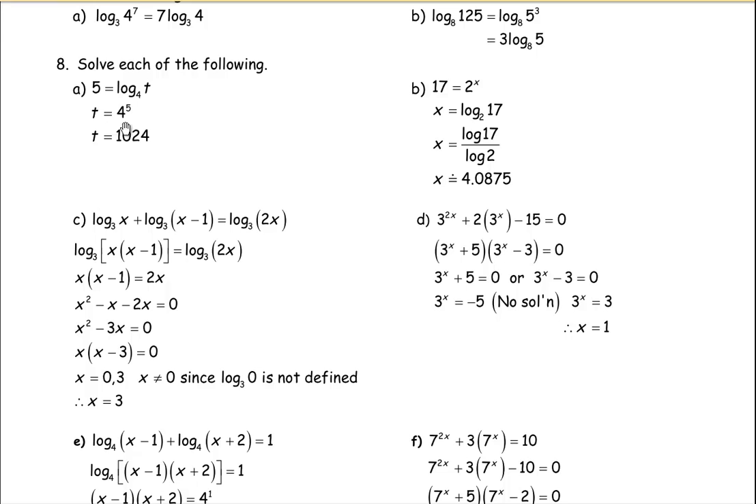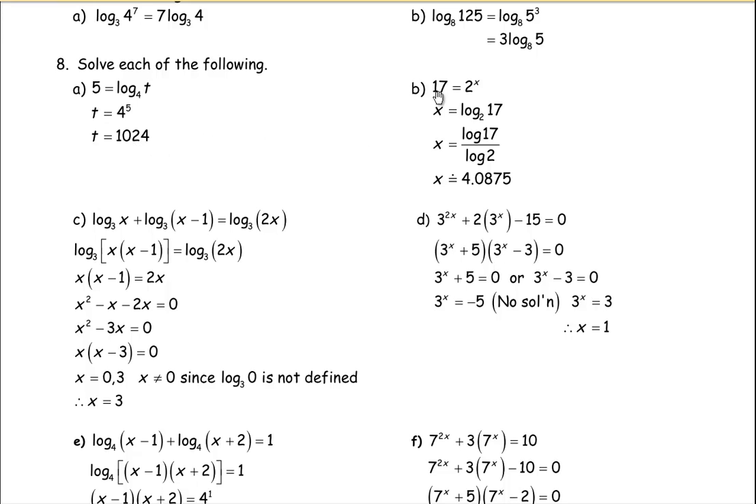For question number 8, you're given several equations to solve here. And the first one, 5 equals the log of t base 4. So to solve this for t, you could just turn it back into its equivalent exponential form. 4 raised to the power of 5 would equal t. And 4 to the 5th is 1024. So that's the root or solution for 8a.